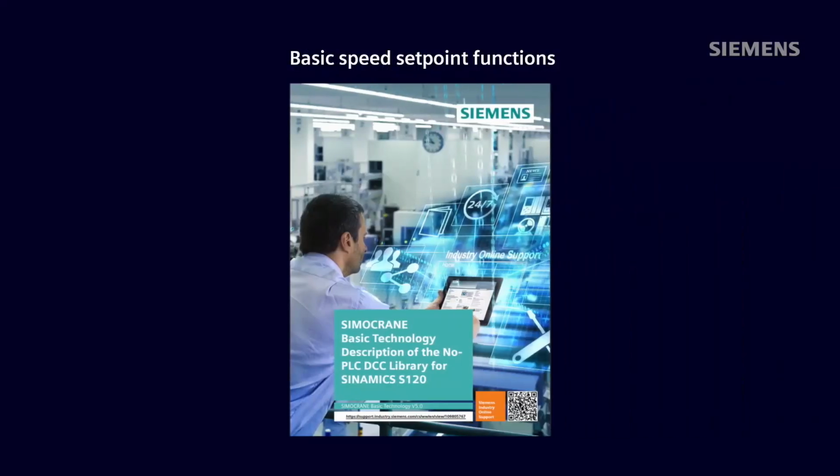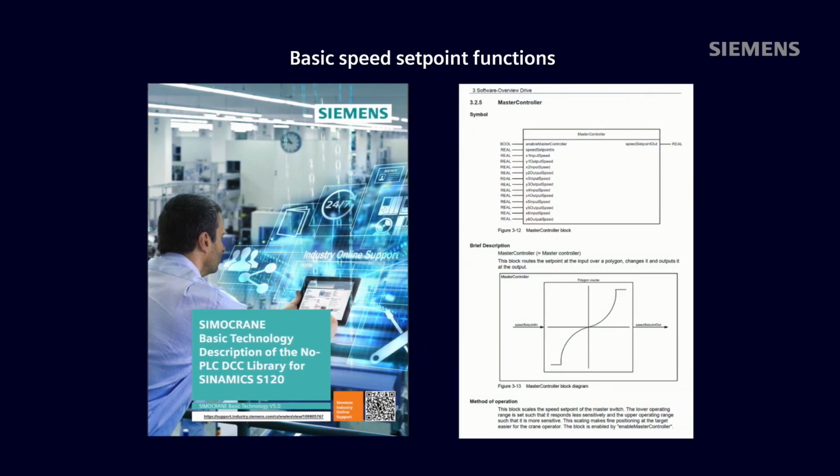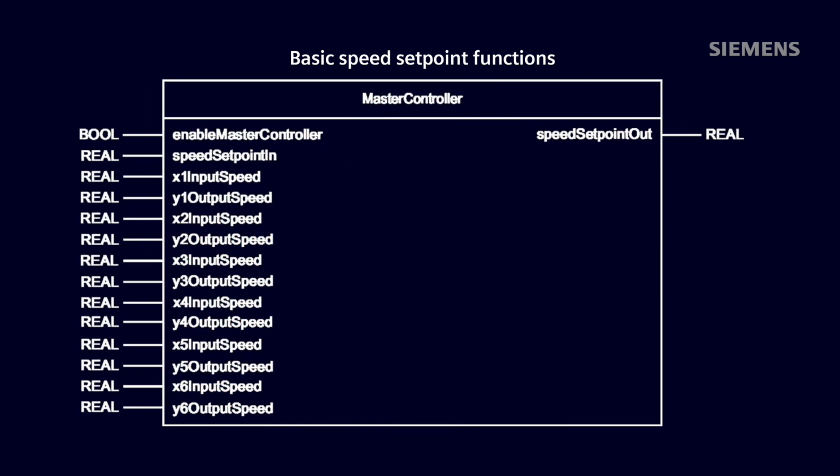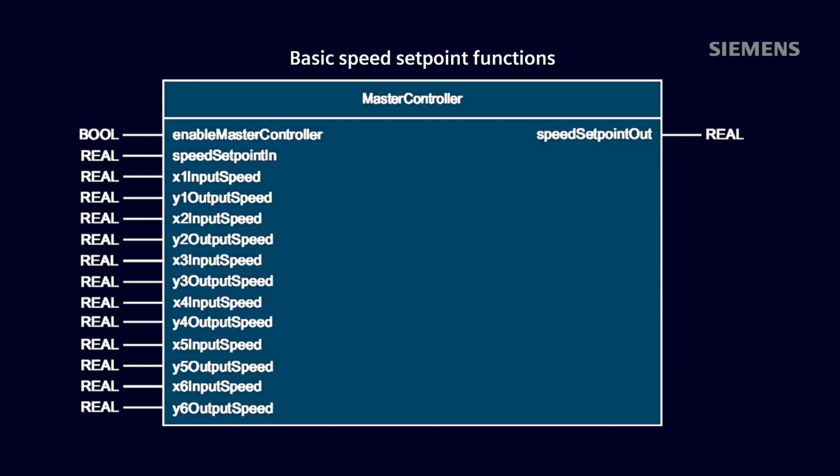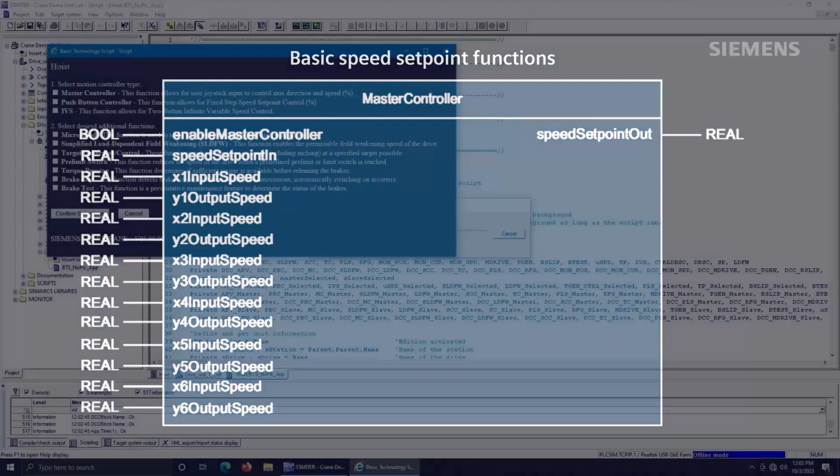Now, let's look at the master controller block available in SIMOCRANE Basic Technology V5.0. This block makes it possible to use a real data type input, which can be a PZD word or analog input, to generate a speed setpoint via a user-defined polygon. Like the push button controller block, the master controller block includes several inputs that are parameterizable by the user.